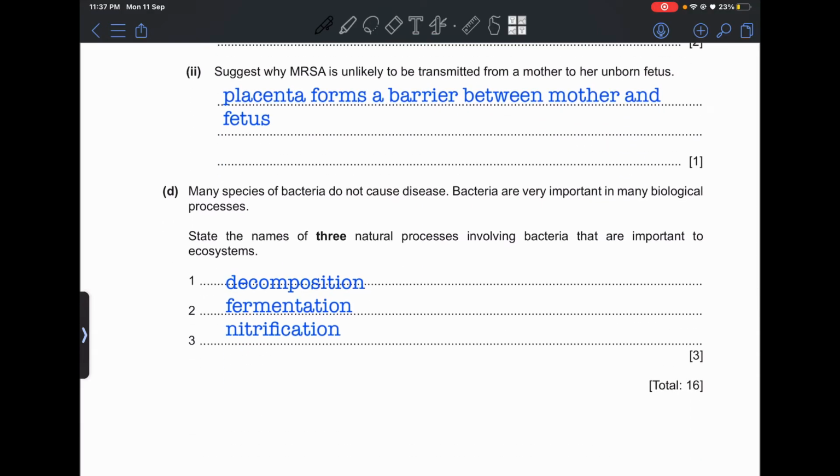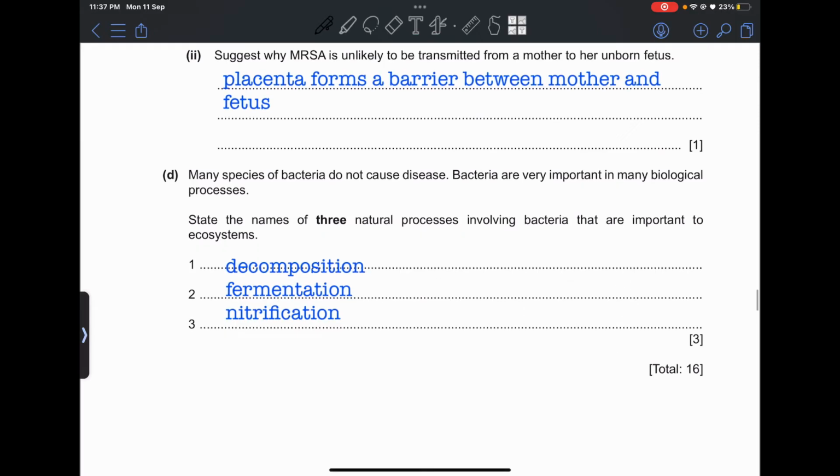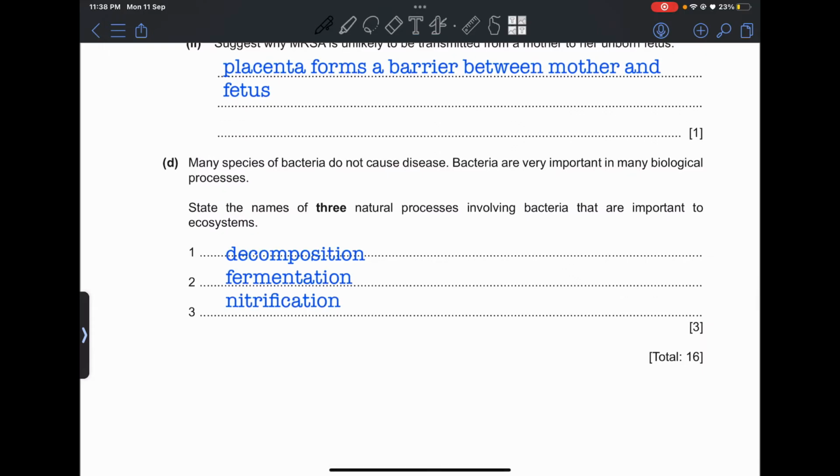D. Many species of bacteria do not cause disease. Bacteria are very important in many biological processes. State the names of 3 natural processes involving bacteria that are important to the ecosystems. Of course, these are the decomposition, fermentation, and nitrification.